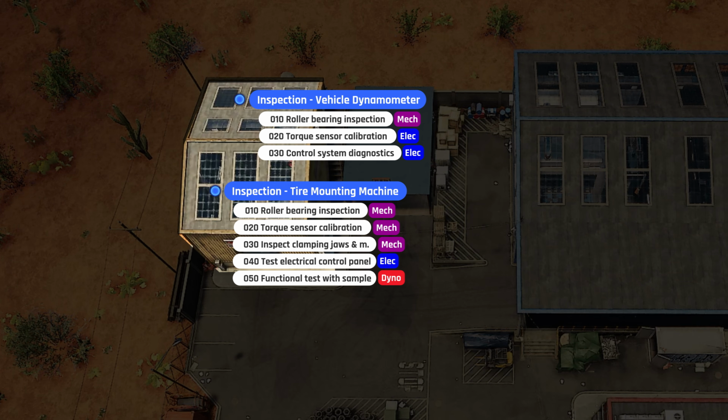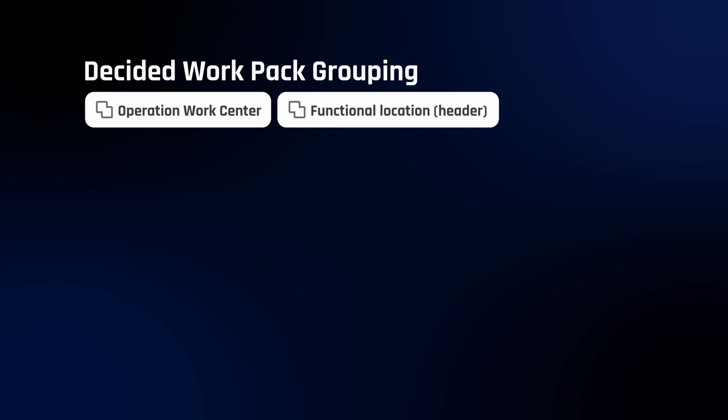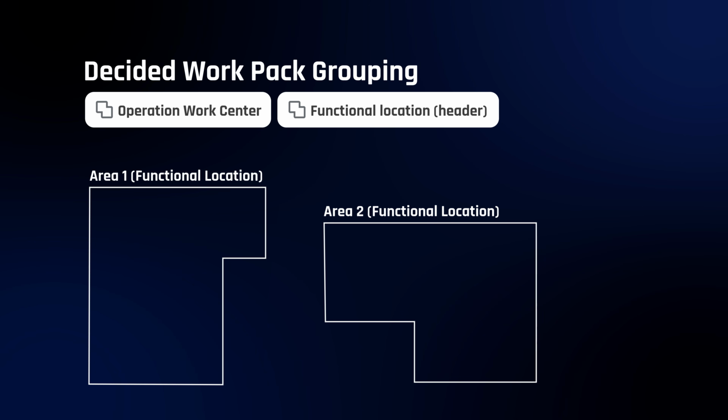This is what it looks like. After a meeting with the Texas garage crew, this is what we came up with. There will be different groupings of work packs in their SAP system. But for this specific scenario, they will use the grouping based on operation work center and functional location. During a weekend maintenance window, planners usually group work by physical work area, not by individual assets. Technicians are dispatched to areas of the workshop where they handle several assets located there.